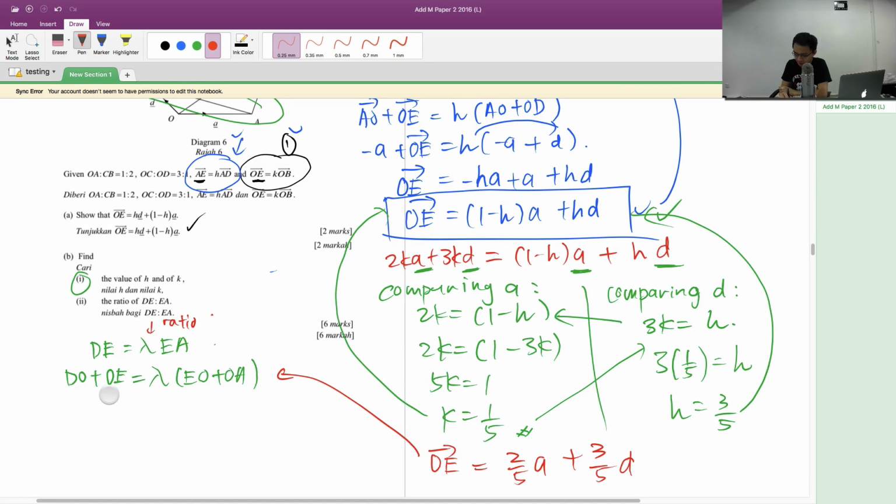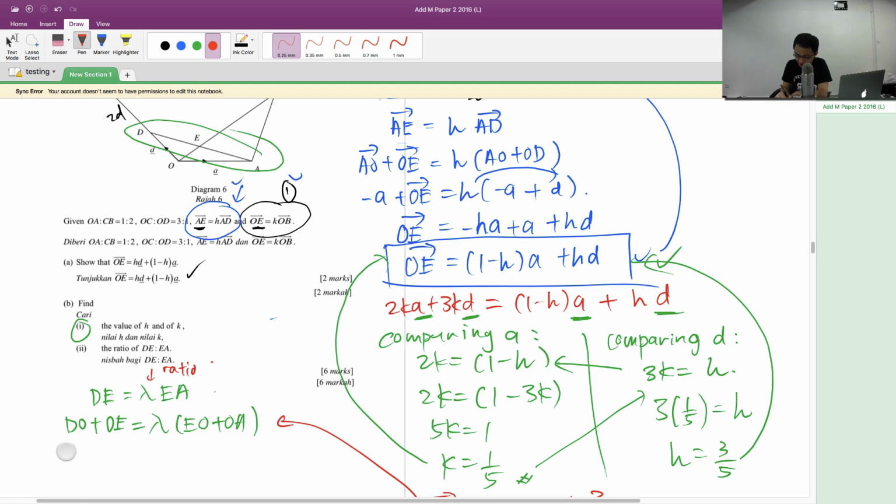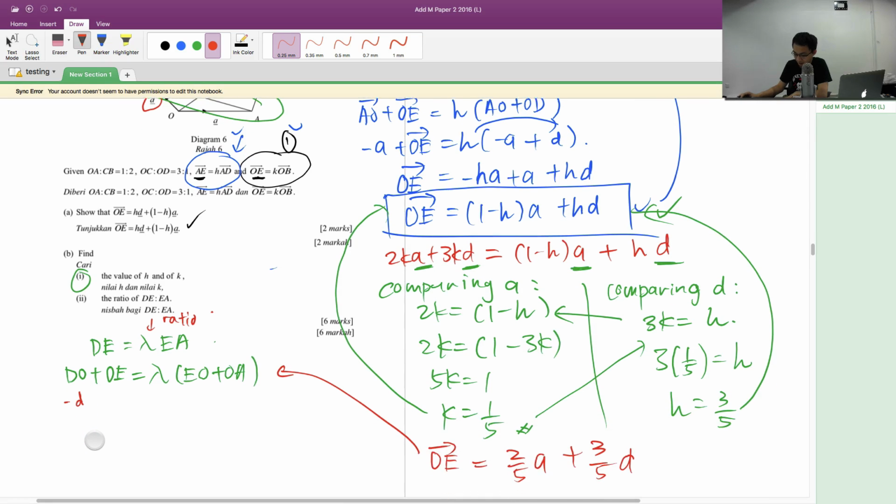Alright, so we will need to substitute so many things. So let me see DO. DO is negative D, okay, from here. And then OE, we have the OE. Okay, OE is just plus 2 over 5a plus 3 over 5d. Lambda, we just copy lambda. EO is just negative for this one, negative 2 over 5a minus 3 over 5d because it's EO. Plus OA is just A.